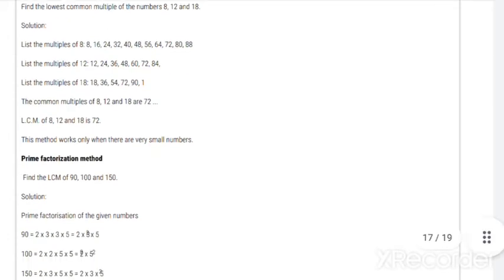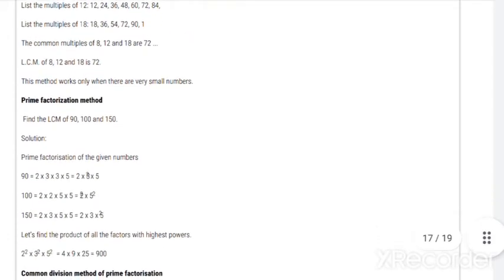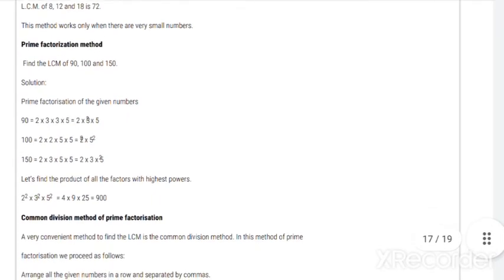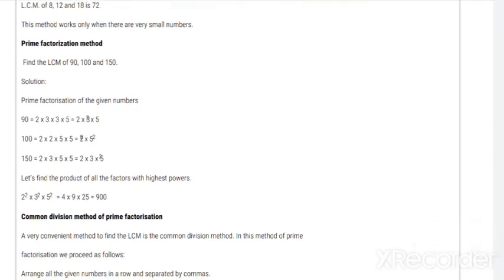Now next method, children, prime factorization method. For example, find the LCM of 90, 100 and 150. So children, first find out the prime factorization of the given numbers separately. Like here, 90 is equal to 2 into 3 into 5. Then 100 is equal to 2 into 2 into 5 into 5. And 150 is equal to 2 into 3 into 5 into 5. And after that, just find which numbers come the maximum number of times.